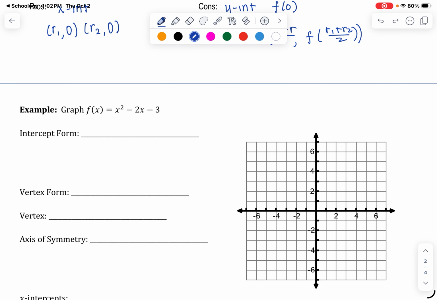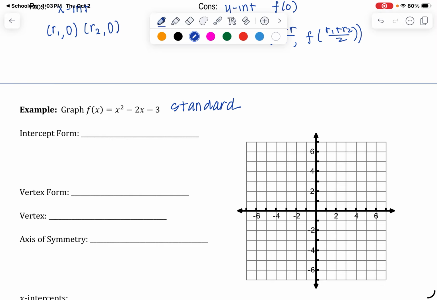Okay, so our first example here, this is standard form. I'm just writing standard form. It doesn't ask me what form it's in, but it's good practice, right? It's standard form, and we want to put it in intercept form and vertex form. So that's one of our goals for today. But then also finding our vertex, axis of symmetry, x-intercepts, y-intercepts, everything.